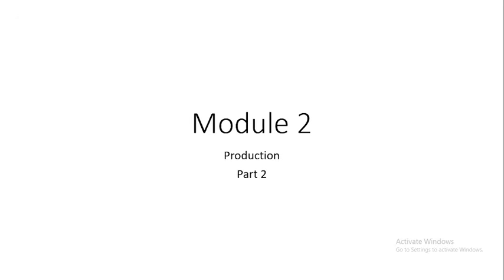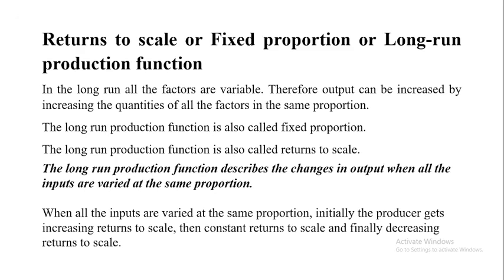In the previous class, we discussed what is production, what is fixed proportion, what is variable proportion, what is the law of variable proportion, etc. Today, we are going to discuss returns to scale or fixed proportion or the long run production function. In the previous class, what we have studied was the law of variable proportion or the short run production function. So today we will discuss the long run production function.